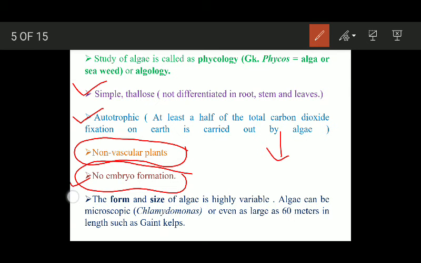Now their form and size. The form and size of algae is highly variable. They can be microscopic, an example is chlamydomonas, or even as large as 60 meters in length, such as giant kelps. So their size is highly variable.